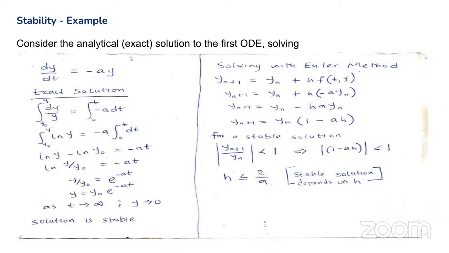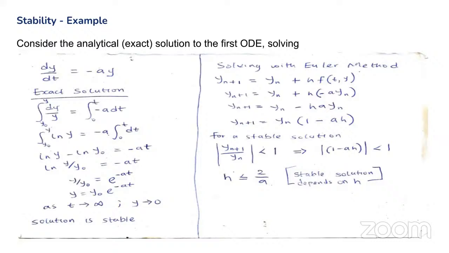When we do the mathematics, we find that yn plus 1 will be equal to yn into bracket 1 minus ah, because we are considering this solution here, where on the left hand side you have dy dt equals minus a y. When you substitute the value of a into the Euler method, we have that yn plus 1 equals yn into bracket 1 minus ah.